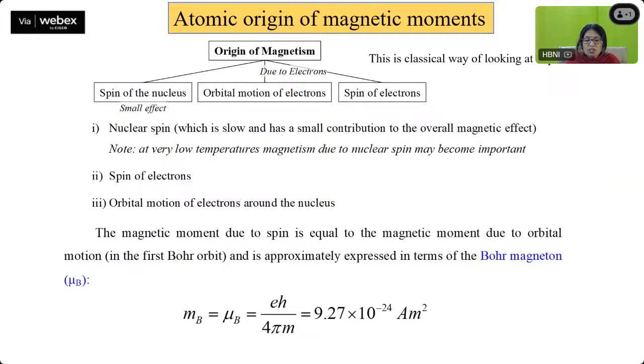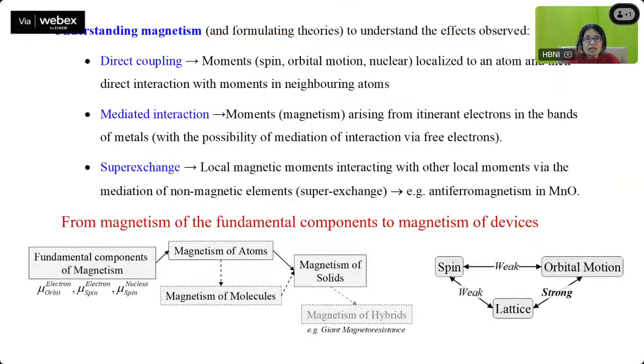The magnetic moment due to spin is approximately equal to the magnetic moment due to orbital motion, and this is expressed in terms of Bohr magneton units. This Bohr magneton, mu B, is eh by 4 pi m, and the value is given over here in the slide, as you can see. If you have to understand magnetism, you have to understand the effects which are observed.